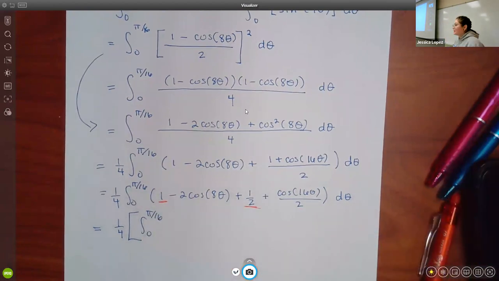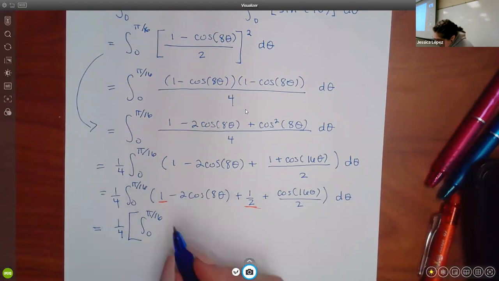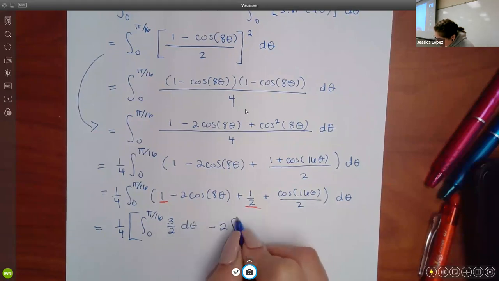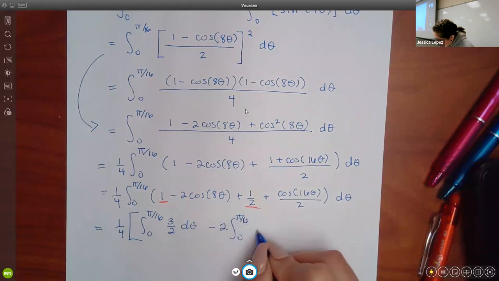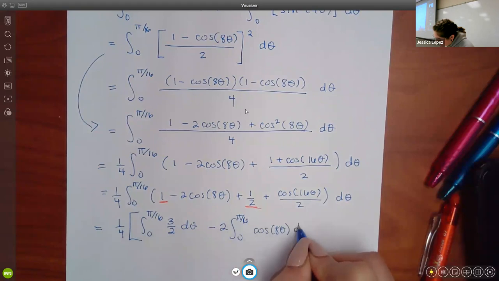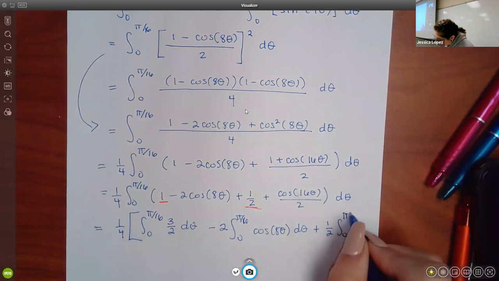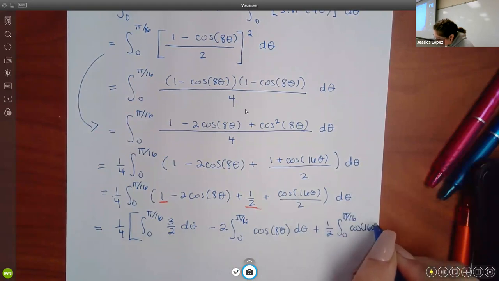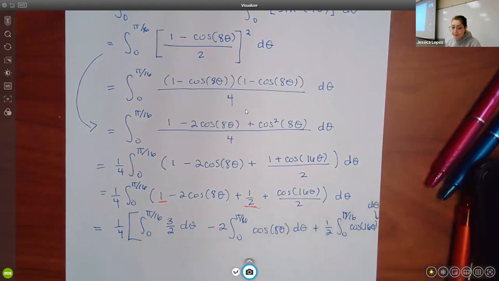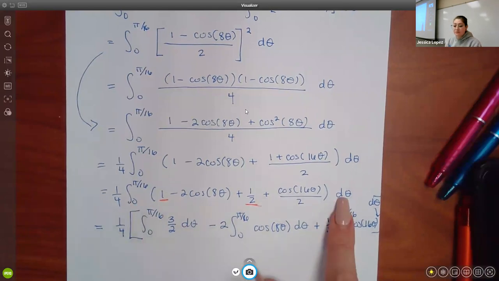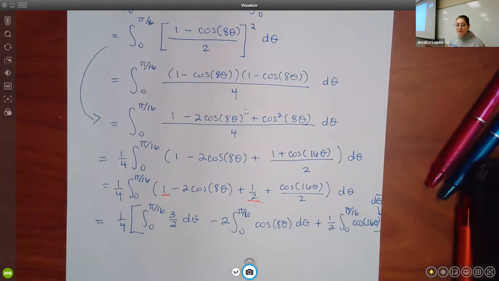Those two are like terms, right? They're just constants. So if I combine those two guys together, I'm going to get 3/2. Then I'm going to put my 2 out here. Forget my 1 again. 8 theta. And then the last term, I'm going to kick the 1/2 out. Then I have cosine of 16 theta, and there should be a d theta in there. I just can't squeeze it in my paper. And then there should be a big bracket at the end, right? Because that 1/4 is going to multiply by all of these terms, okay? So when I split the integral for all those terms, I have to remember that the 1/4 gets multiplied by all of them, okay?